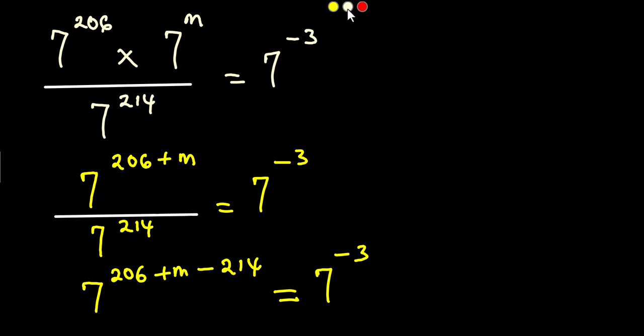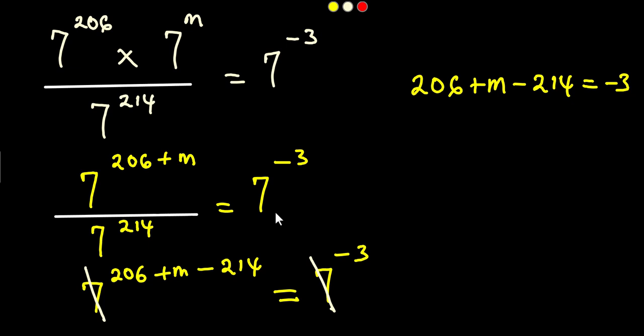Next, again, if you look at this equation, on the left you have a power of base 7, and on the right you have a power of base 7. So what I think we can do is to cancel out the number 7. So I'll cancel out this number and then cancel out this number. So now we're left with 206 plus m minus 214 equals minus 3.